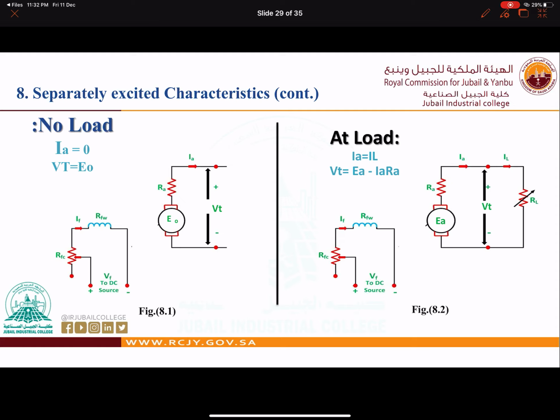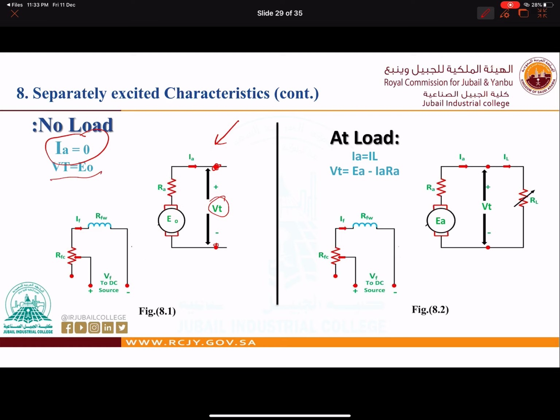At no load, this means that we don't have current, so IA is 0, and VT, the terminal voltage, is connected to the load, but we don't have a load here. So the terminal voltage is equal to E node, because we don't have current, that's why there is no voltage drop. Then they are equal, okay guys.